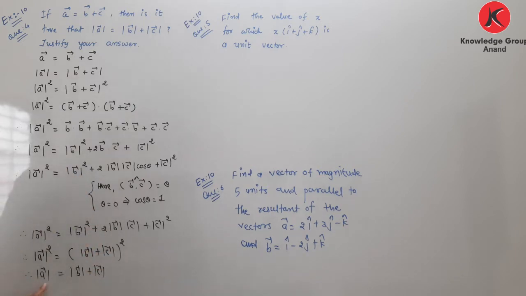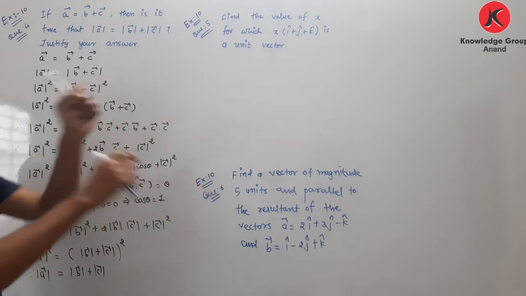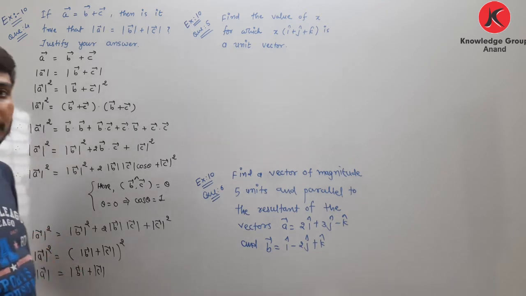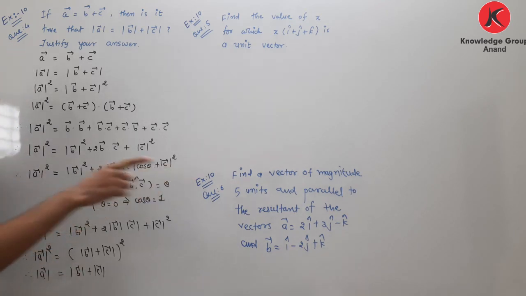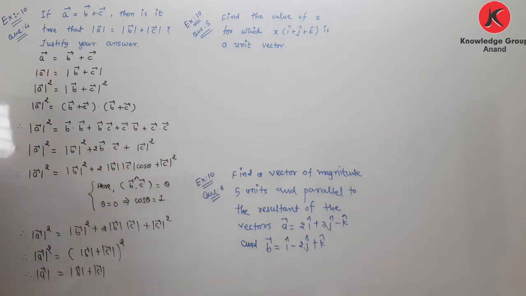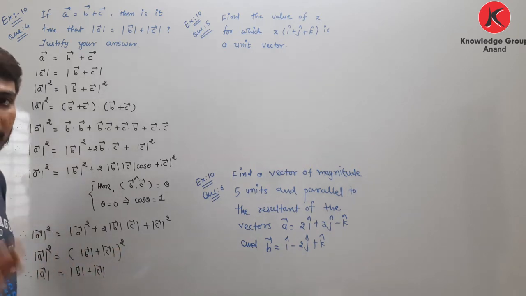Therefore, we can write magnitude of vector A equals magnitude of vector B plus magnitude of vector C for only one case: if the angle between vector B and vector C is theta equals 0. That means vector B and vector C are both collinear vectors. Otherwise, we can't write this. If vector B and vector C are in the same direction, then we can write it like this. Otherwise, we can't.